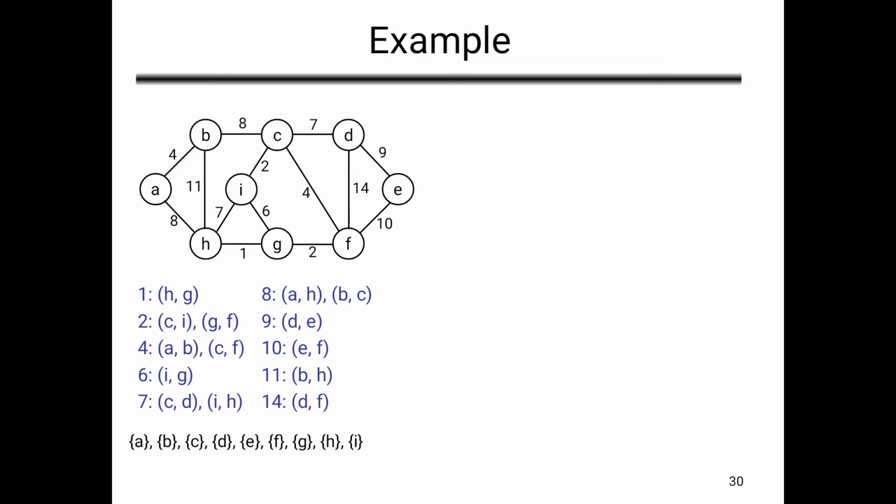Next selected edge I comma G, that is 6. Next C comma D and I comma H. C comma D has 7. I comma H also has 7. And A comma H, B comma C, D comma E, F comma B, H, D comma F. So these are the selected paths. You see once here clearly. Take a minute to observe.